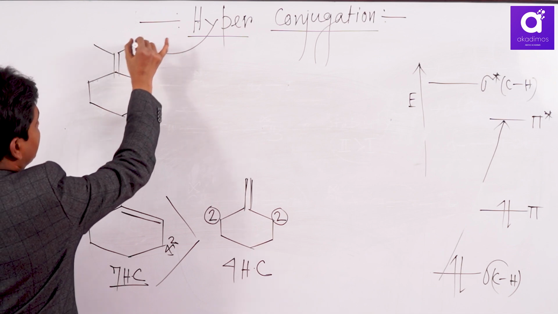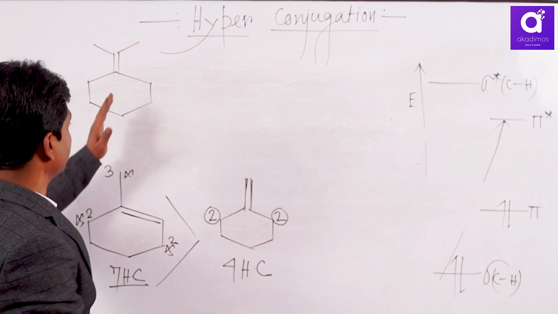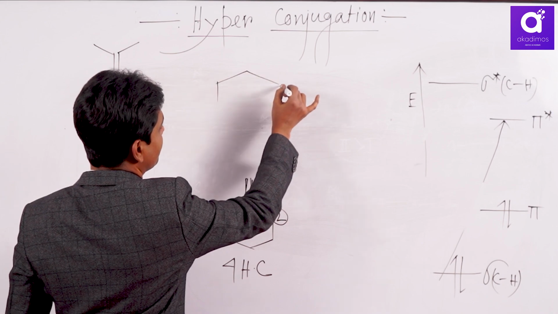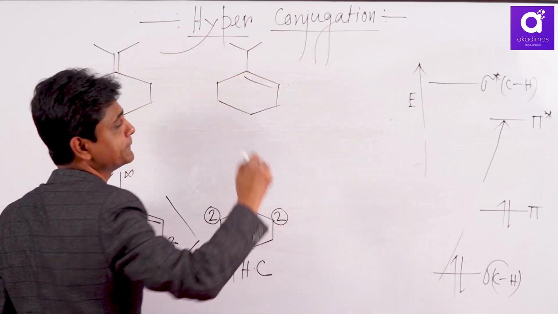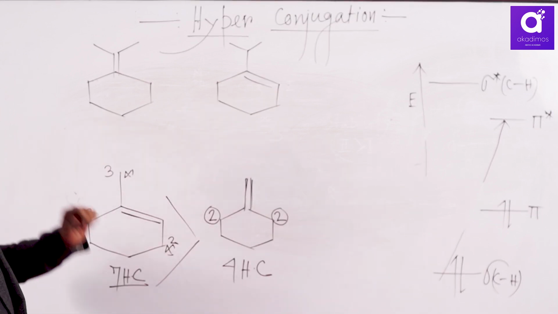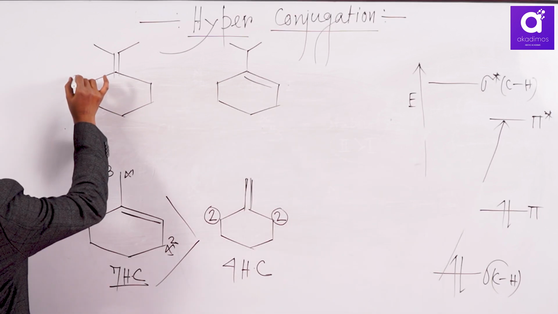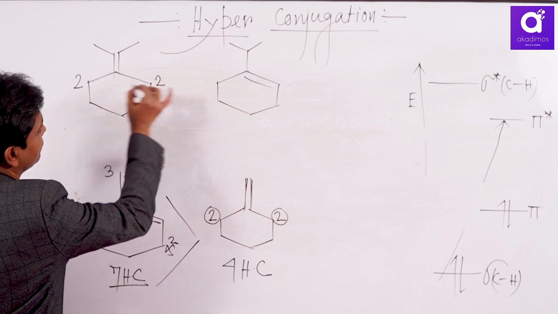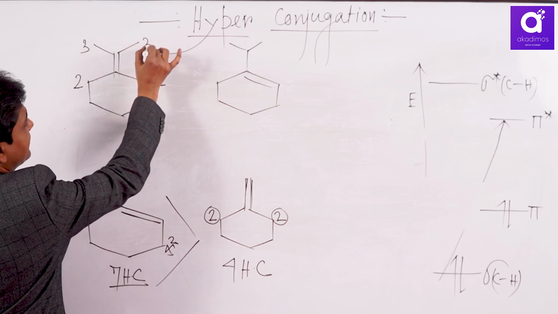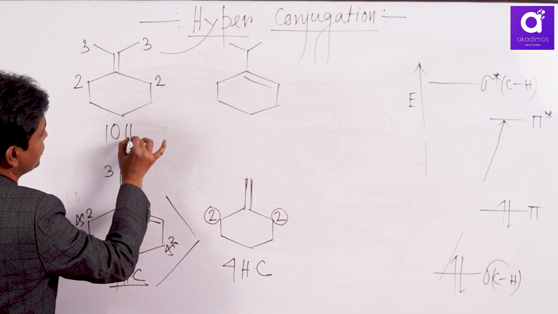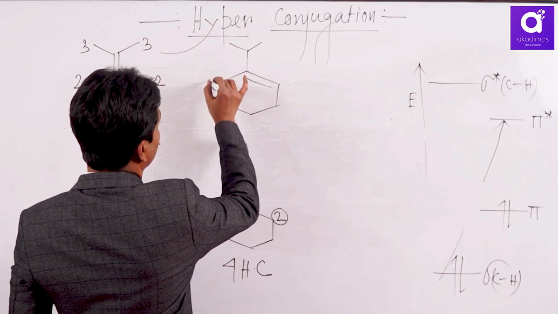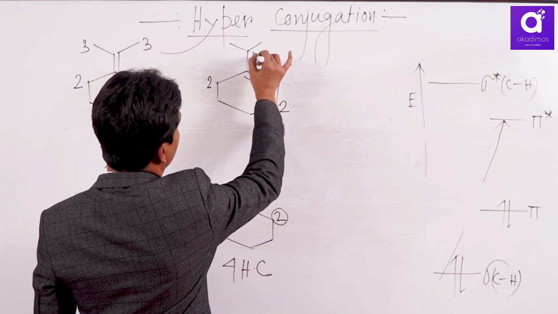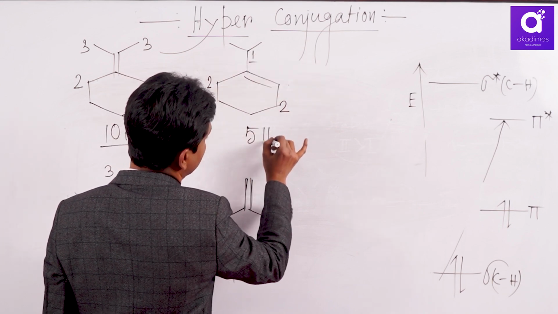This is also a cyclohexane derivative, and I am taking another isomer of this. Put the double bond in the ring, the rest is the same, and count the number of hyperconjugation structures. This is the alpha carbon, here 2 alpha hydrogens, 2 alpha hydrogens, 3, 3. Total 10 hyperconjugation structures are there. And here 2, 2, 1, so 5 hyperconjugation structures.